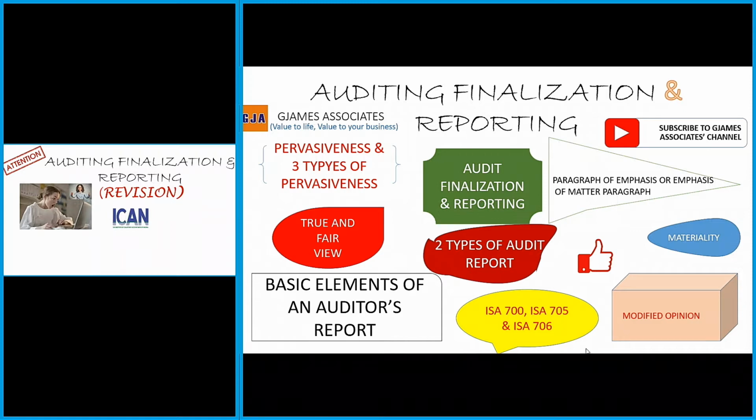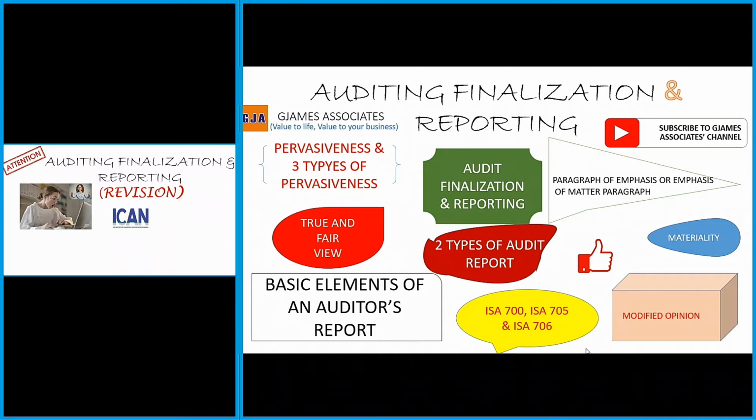What is pervasiveness? We are building all these blocks because we are going to need them to build a holistic auditing, finalization, and reporting experience. So when we are talking about pervasiveness of probable misstatements and error in the financial statement being audited, we are talking about a term that is used to describe the effects or possible effects on the financial statement that we are auditing, of any undetected misstatements.